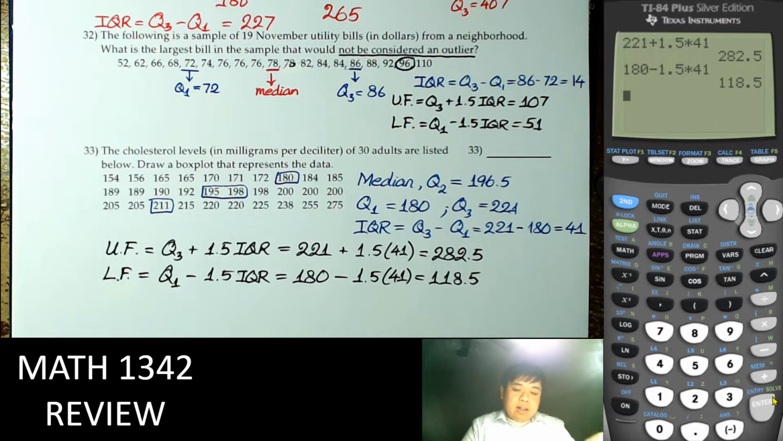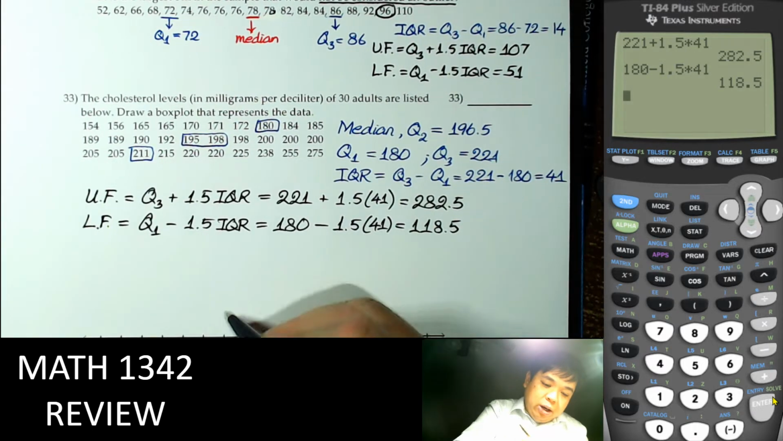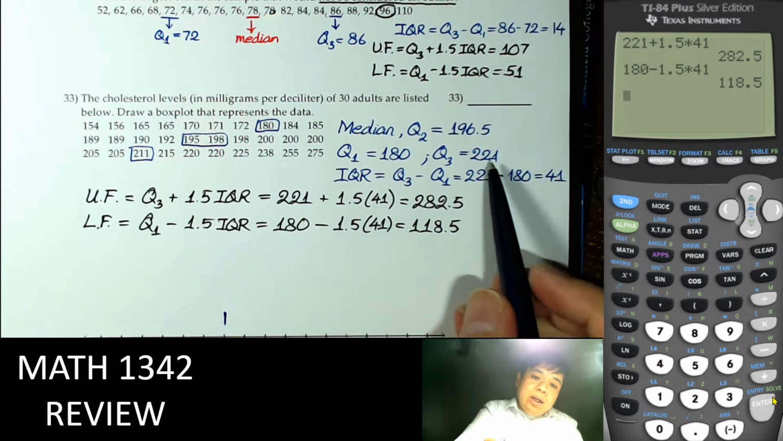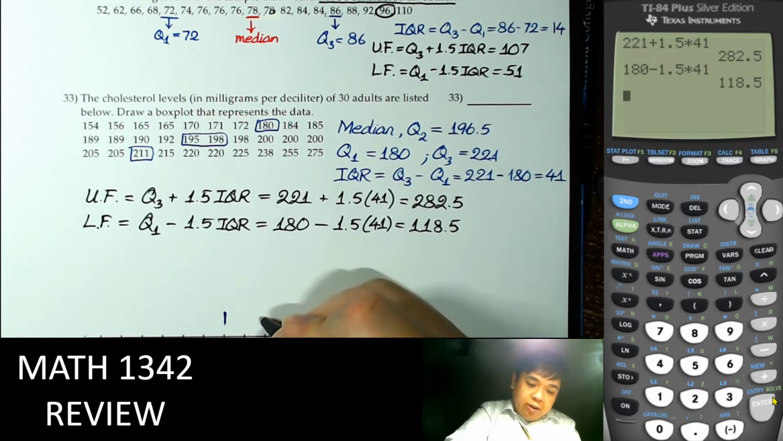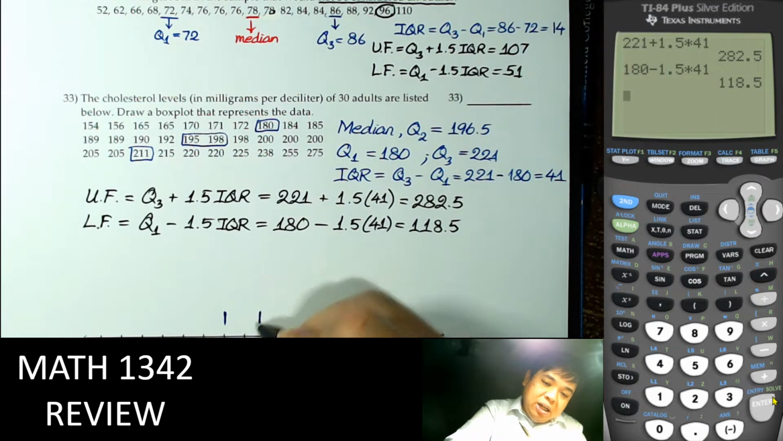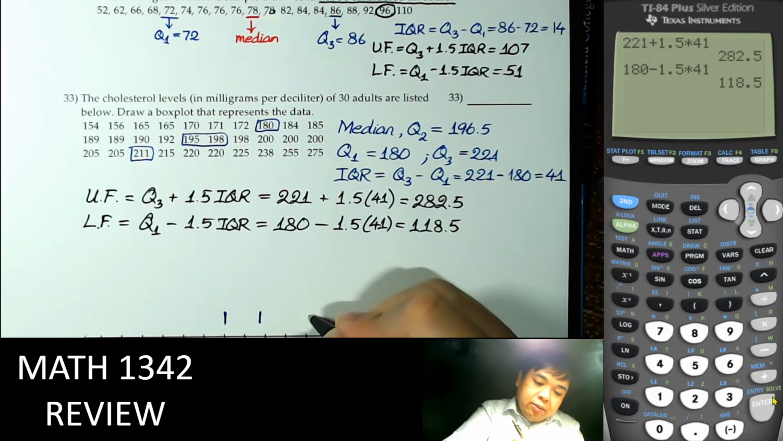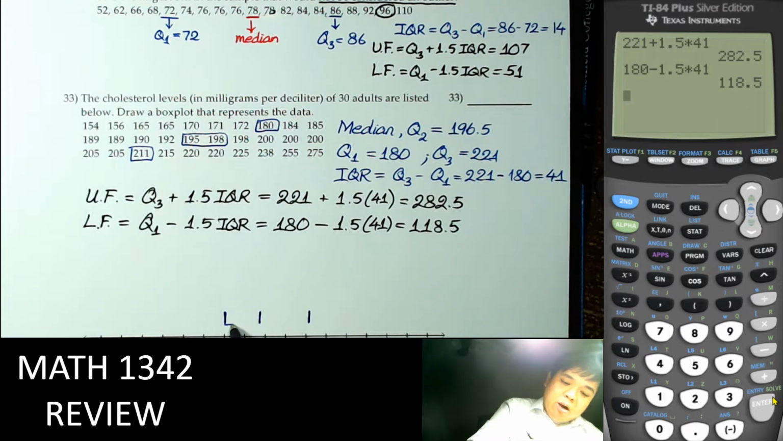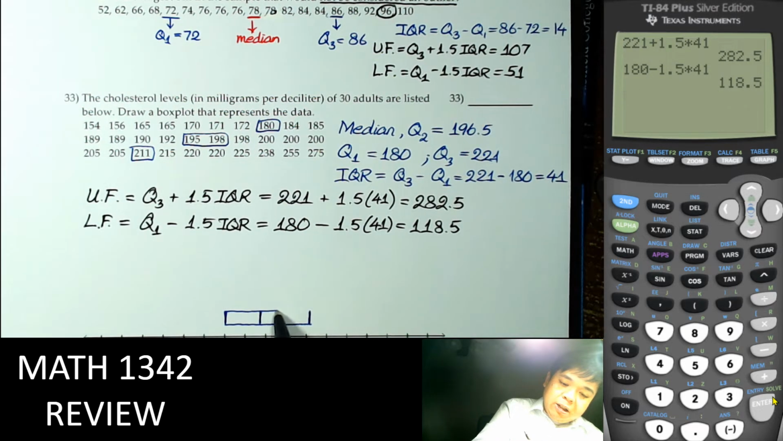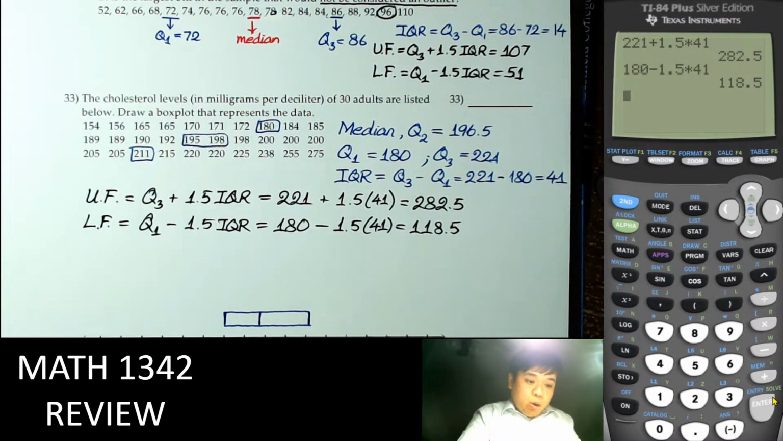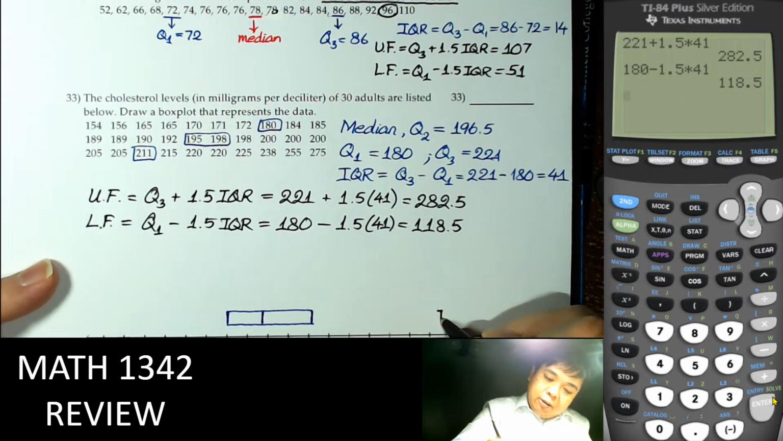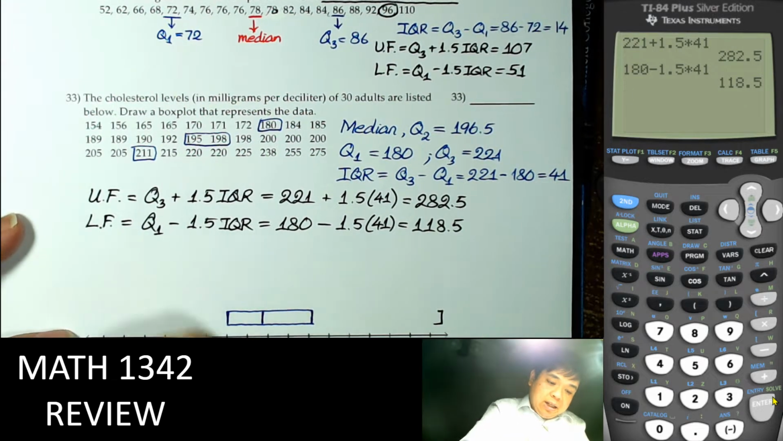Now we put all of that together. The first quartile is 180, the median is 196.5, and the third quartile is 221. We draw the box for that. This is the box. The fences will be at 282.5 and the low fence 118.5.